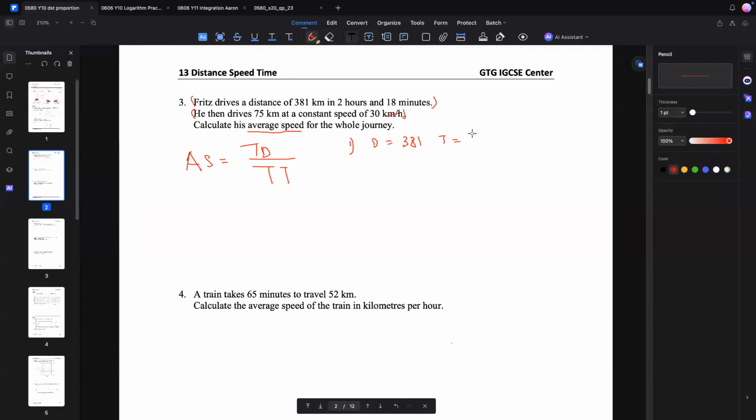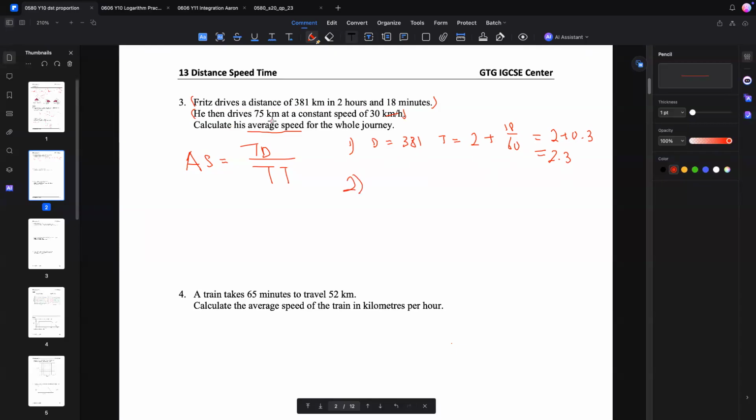Okay, so it is going to be 2 plus. How do we convert 18 minutes into decimals? 18 divided by 60. So 2 plus 18 divided by 60 is how much? 2 plus 0.3, which is 2.3. Okay, so far okay? So we got our distance and we got our time for the first part. Now the second part.